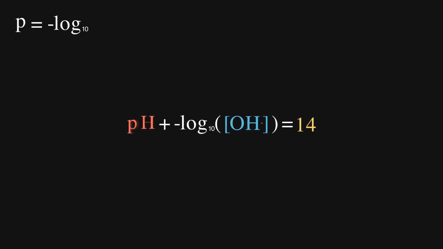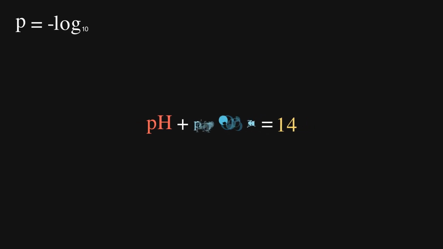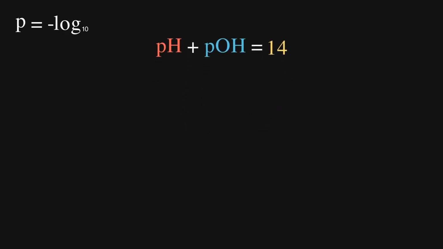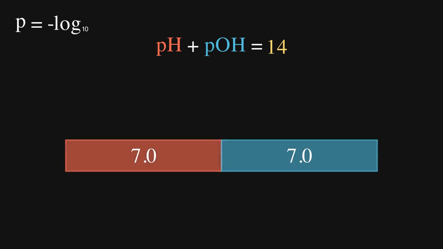Now look closely at the left side. Negative log of H plus is exactly what we defined as pH, and naturally, the negative log of OH- is called pOH. Suddenly, a complex equilibrium of microscopic particles turns into a remarkably simple addition problem. pH plus pOH equals 14.